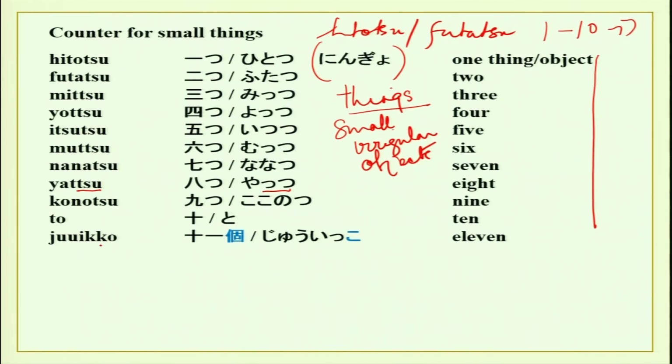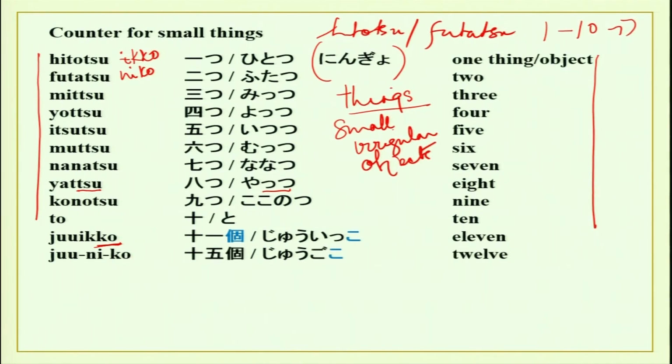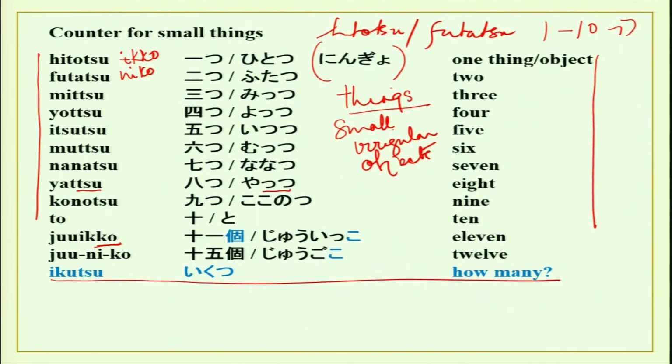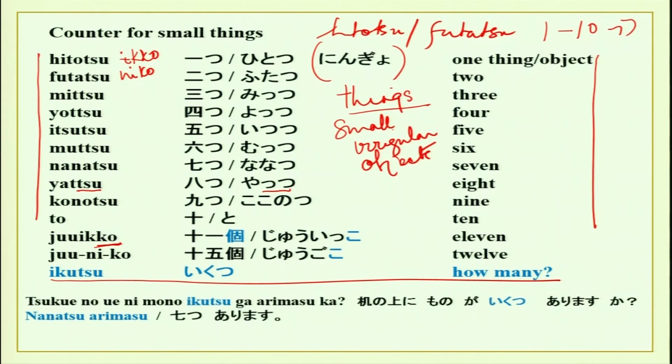Now, after 10 it becomes ko. Of course, you can use ikko also over here, ikko, nikko till 10, it does not matter, but this is also used. So, there are two systems for counting small irregular objects. Ko is used after 10 from ju ichi. So, ju niko, ju sanko, ju goko, ju rokko, and how many? The question word is ikutsu. Ikutsu arimasu ka? For example, tsukue no ue ni mono ga ikutsu arimasu ka?